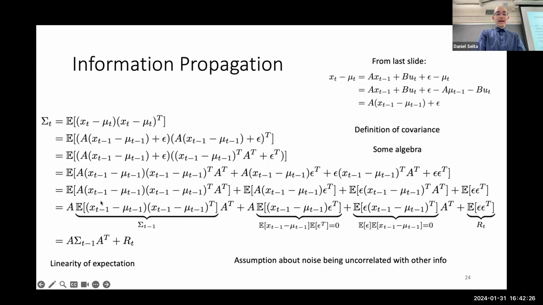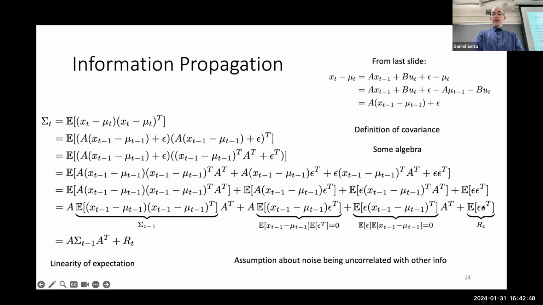If you look inside, you get x_{t-1} minus mu_{t-1}, and then the same thing transposed, which means you get sigma_{t-1}, because that's literally the definition of what a covariance matrix means.